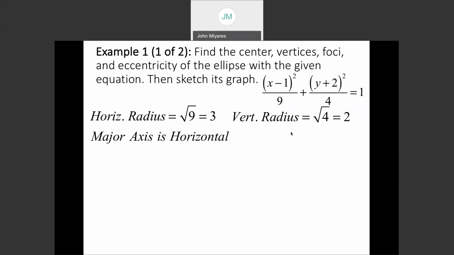The center can be found just like we found in a circle by looking at the values being subtracted from the x and y in the parentheses. So that is going to be the point 1, negative 2.